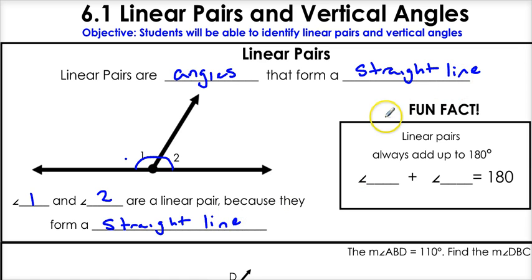Now the big important fact here, the number one thing we got to know, is that linear pairs always add up to 180 degrees. Why? Because a straight line is 180 degrees. So if you were to add up 1 and 2, these two angles, they would add up to 180. And once again, why? Because that is a straight line.